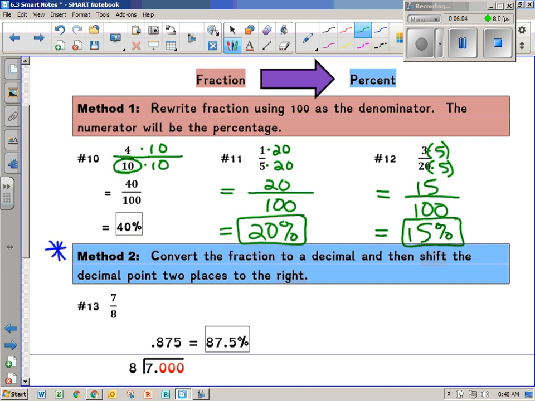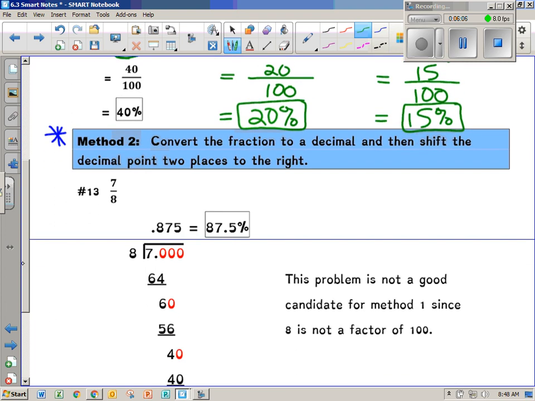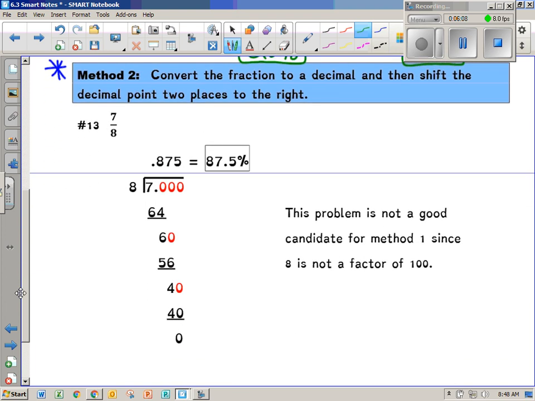So that's pretty simple. Unfortunately, method number 2 is the one people enjoy the least, I would say, and that's just because it requires long division in most cases. So this problem's not a good candidate for method 1 because 8 doesn't divide into 100 evenly. So I would just say, okay, I need to figure out what 7 divided by 8 is. But think about it. It's as if you got 7 problems right out of 8. You'd score pretty well on a test, right?